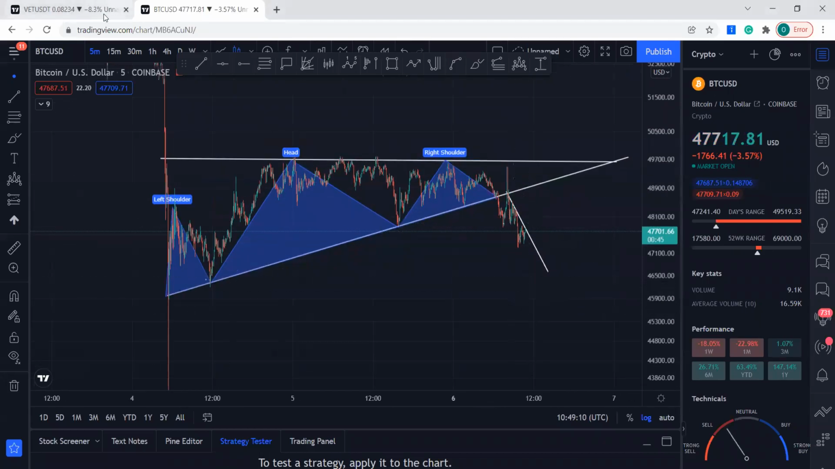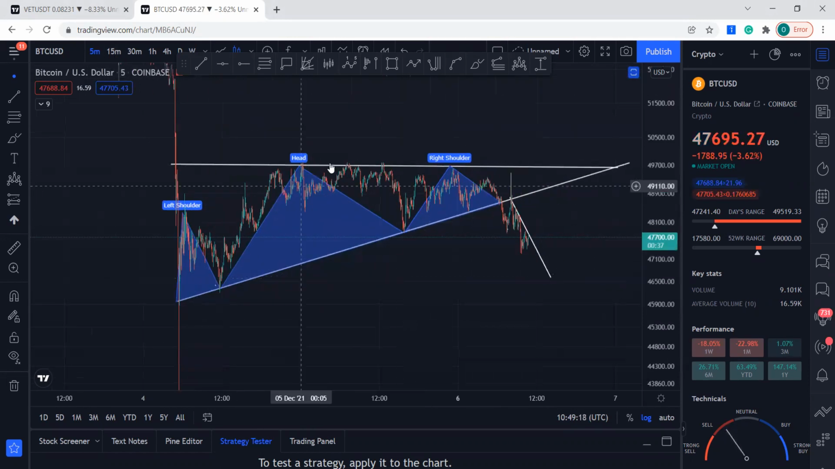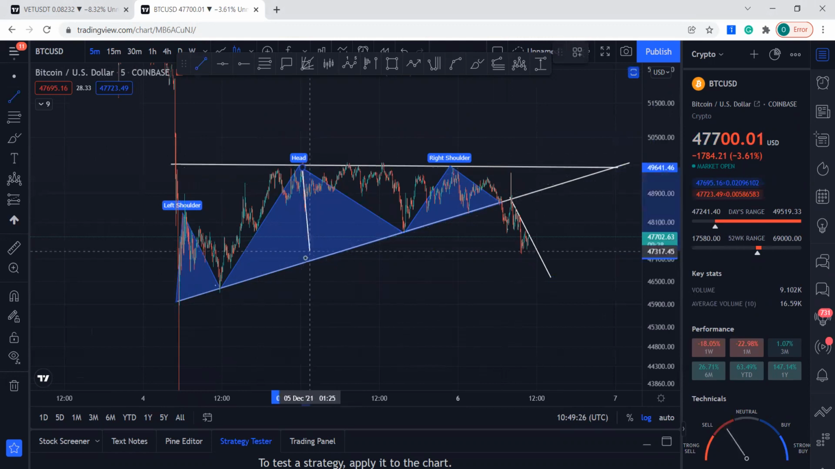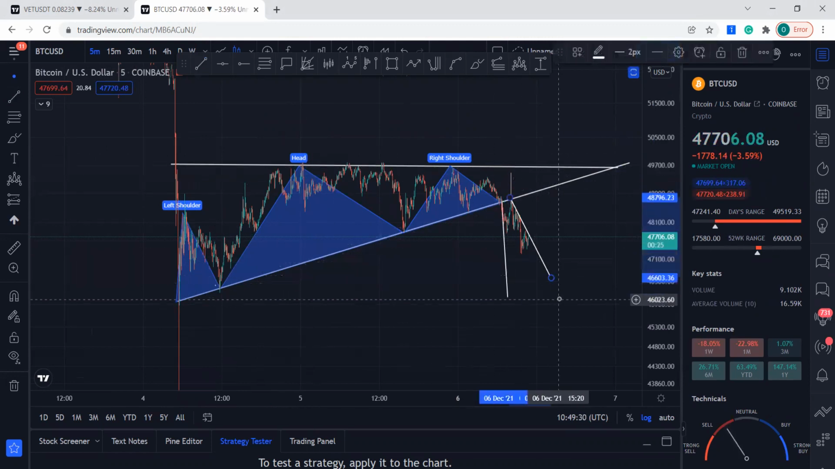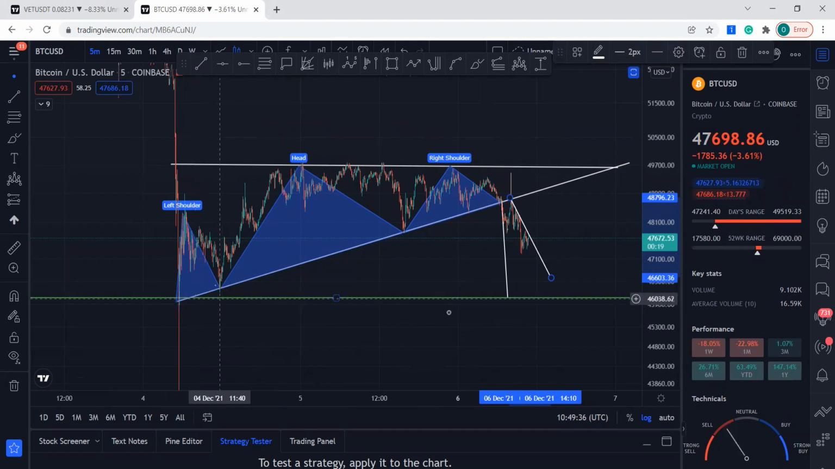So let's quickly cover VET, but before that, let's see what's going on with Bitcoin. Bitcoin in the lower time frame created an ascending triangle, and then it created a head and shoulder pattern within this ascending triangle, and then it broke to the downside. The technical target was right over here, and you can see it's at the bottom of this head and shoulder pattern, which we can just put a line over.